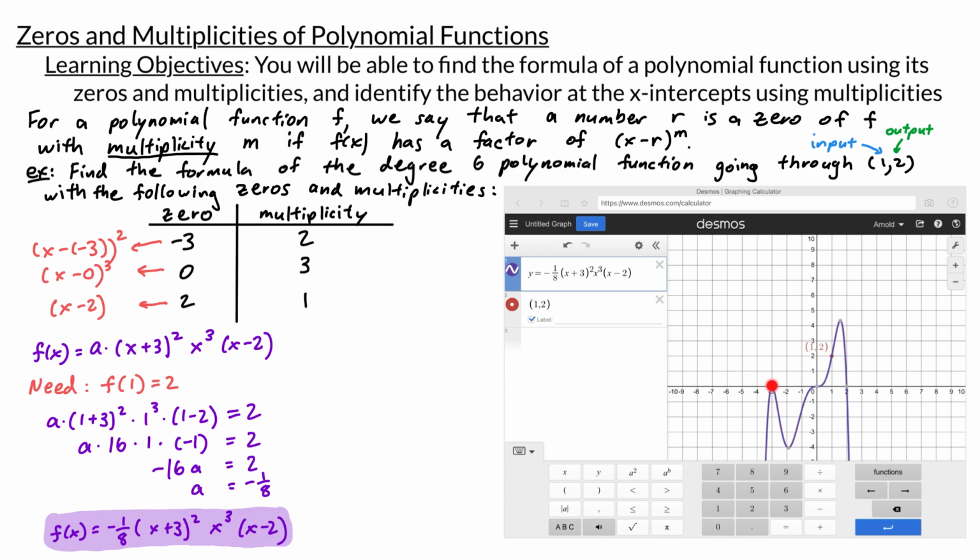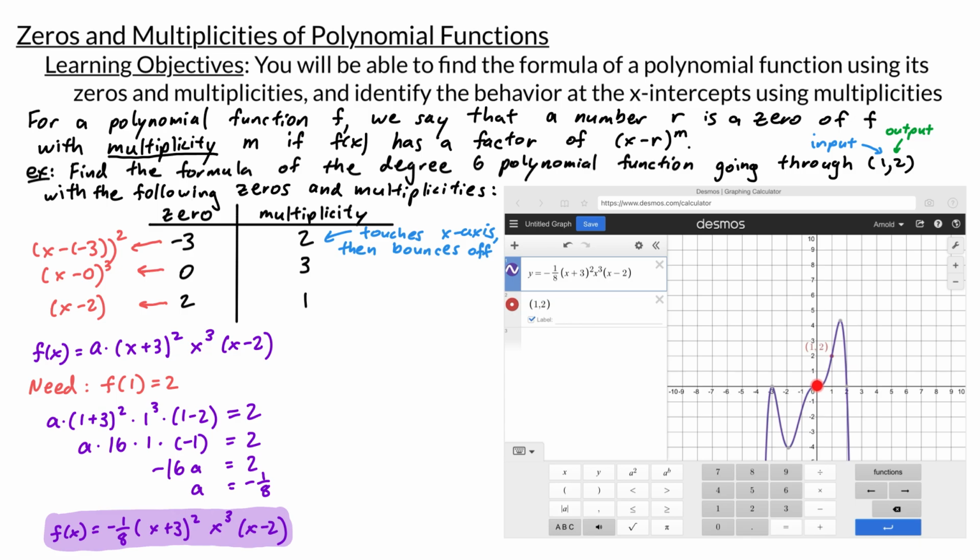At the x-intercept at -3, if we trace our graph starting from the left, we would go up towards the x-intercept, touch the x-axis, and then bounce off. So let's make a note of that. At the x-intercept -3, the graph goes up to the x-axis, touches it, and bounces off. Now let's go to our next x-intercept.